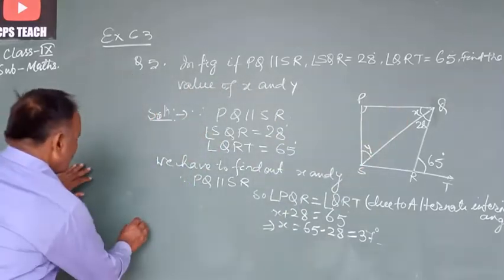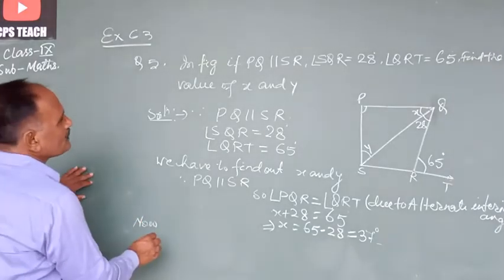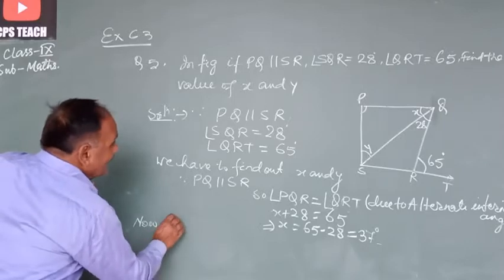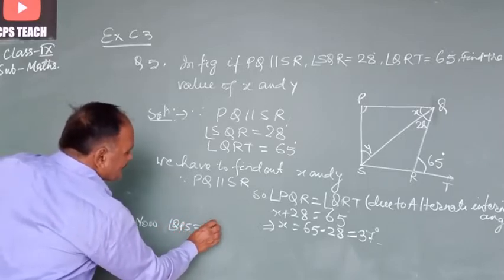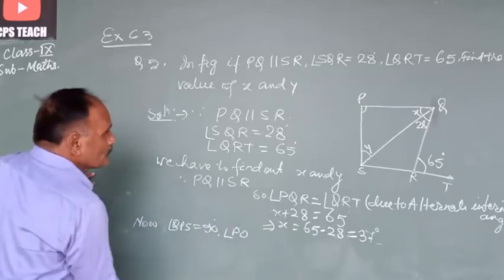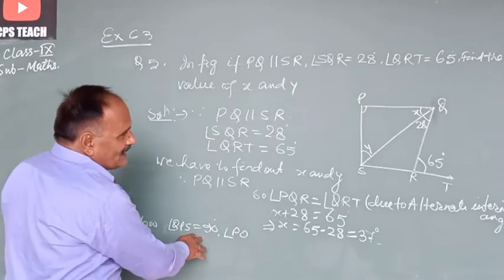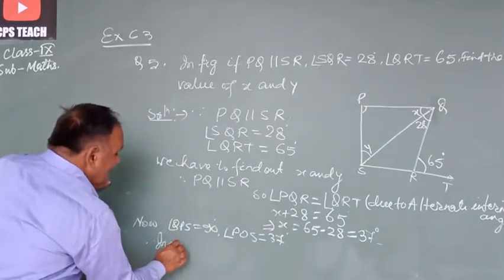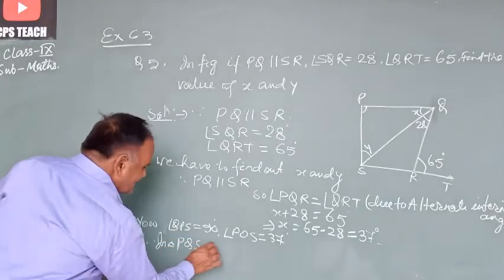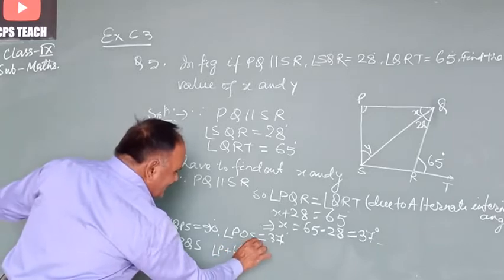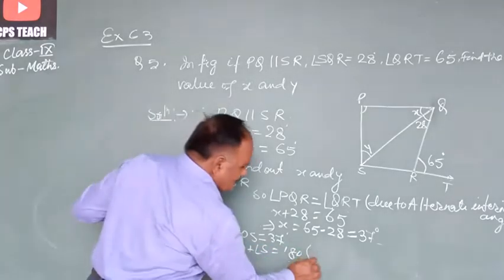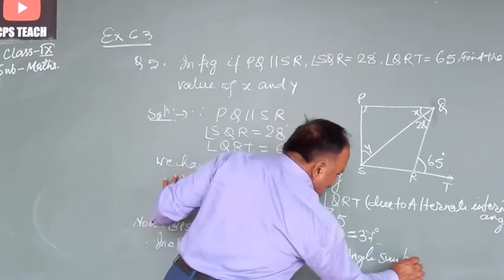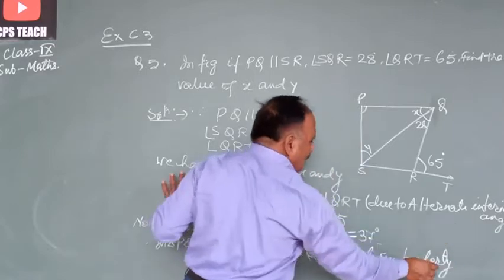Now, PQ, angle QPS is equal to 90 degrees and angle PQS is equal to 37 degrees. Therefore, in triangle PQS, angle P plus angle Q plus angle S is equal to 180 degrees due to the angle sum property of triangle.